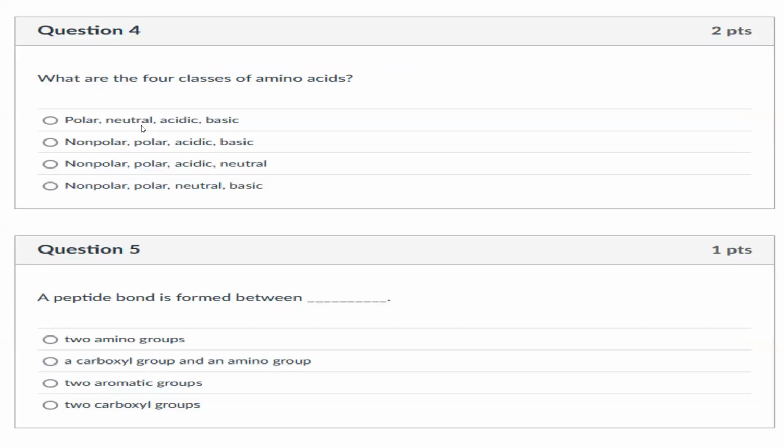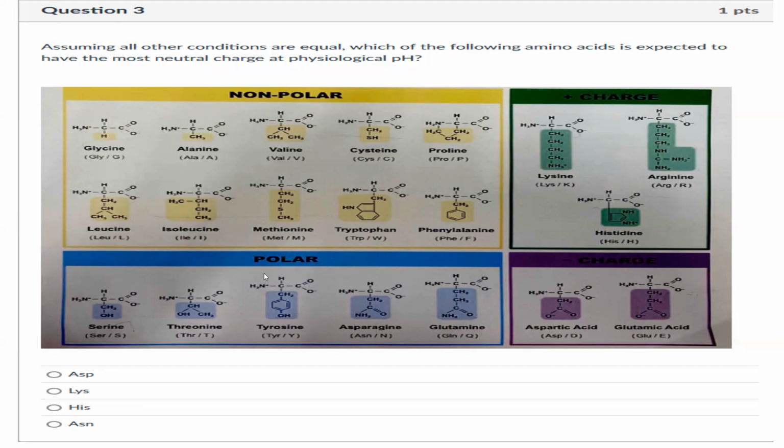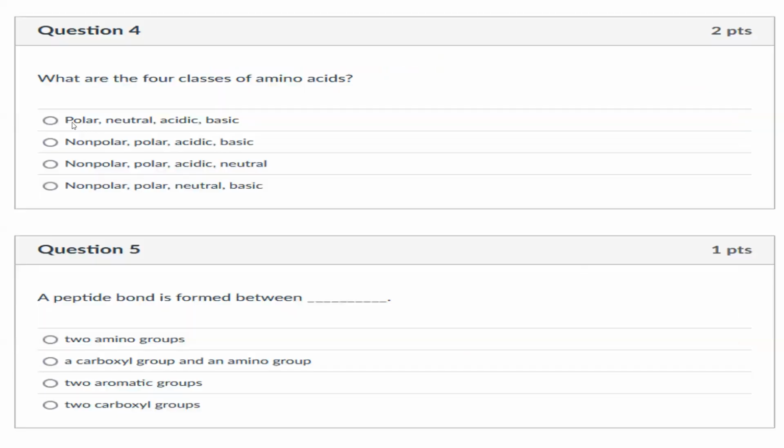What are the four classes of amino acids? It should be polar neutral, non-polar, polar positively charged, or polar negatively charged. So it should be non-polar, polar, acidic, and basic. This one is perfect: non-polar, polar, polar acidic, and polar basic. So that's the right answer.